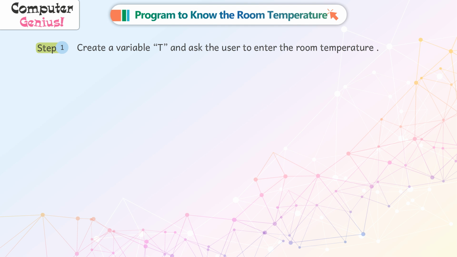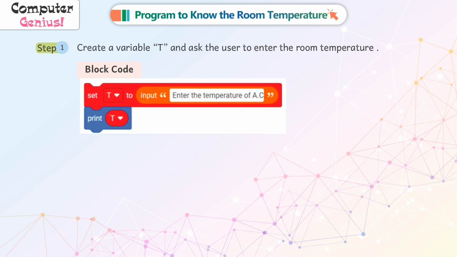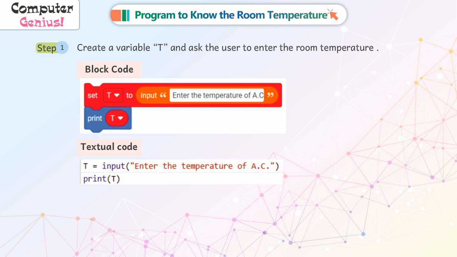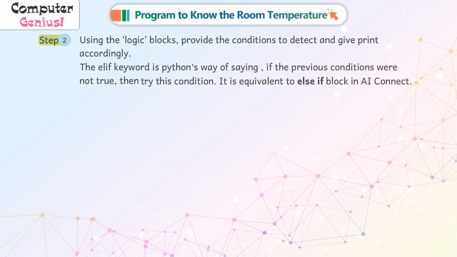Step 1. Create a variable T and ask the user to enter the room temperature. Block code. Textual code. Step 2.